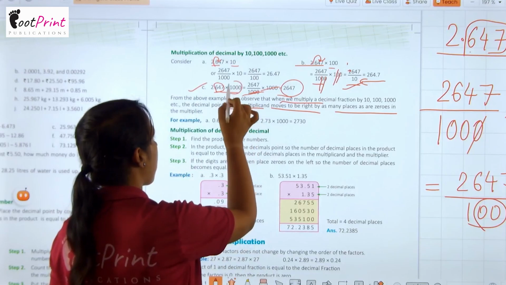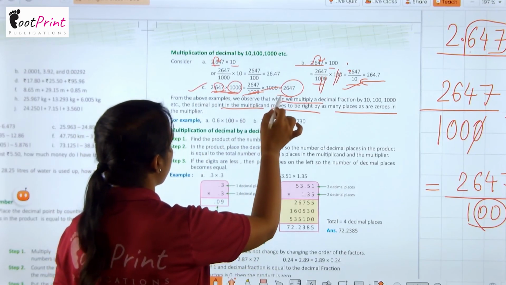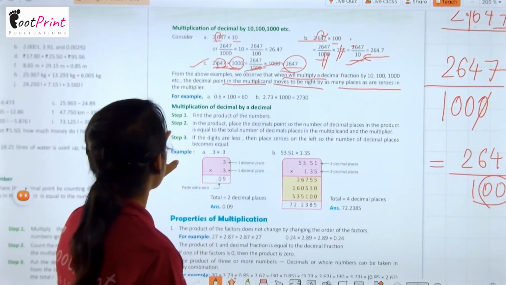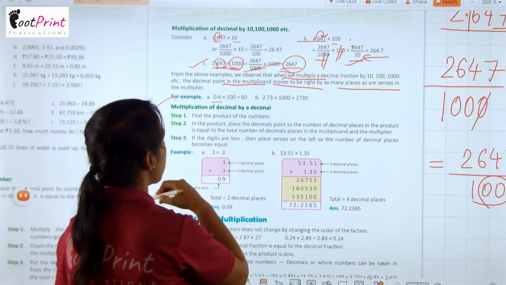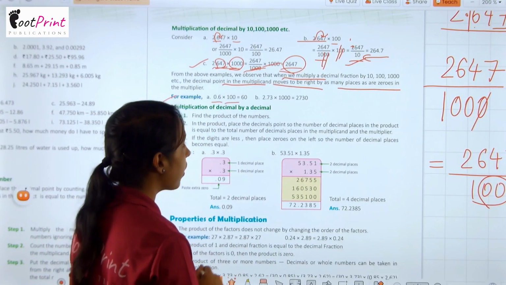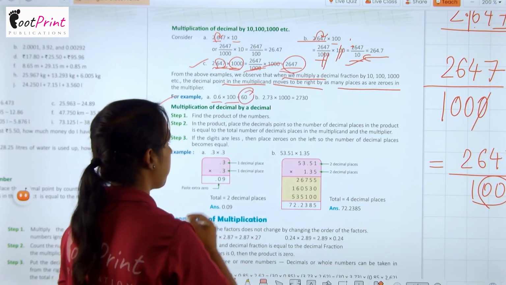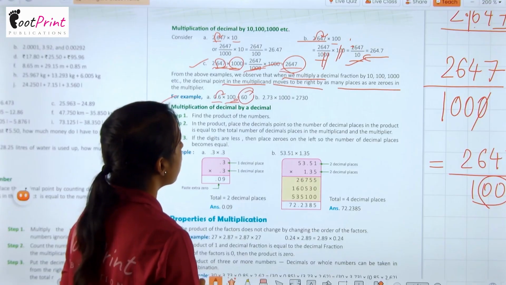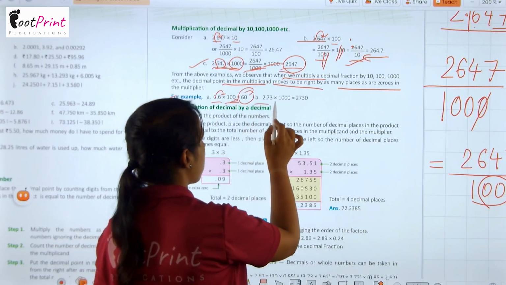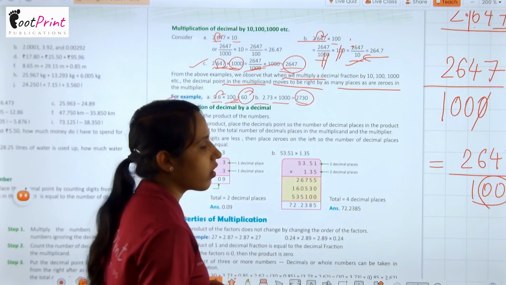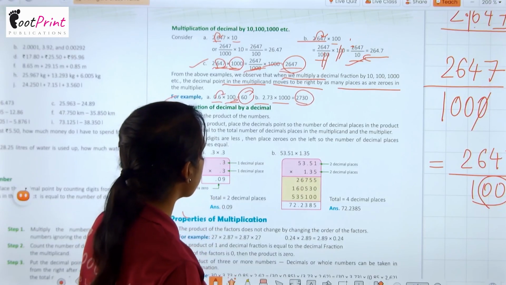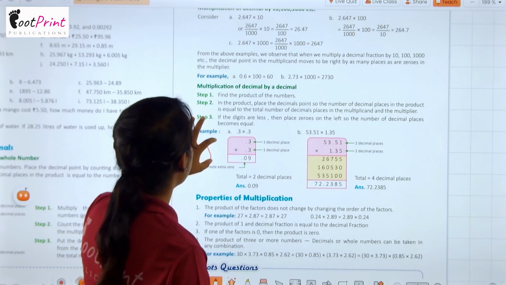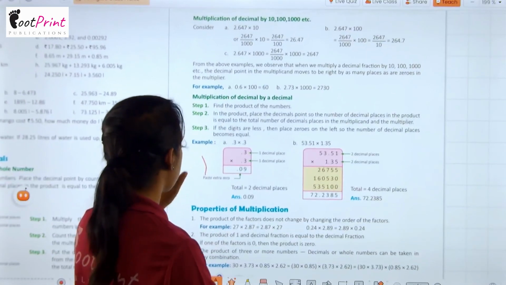Here we have 2 zeros, so हम 2 places पे मूव कर देंगे, that becomes 264.7. Here we have 1000, 3 places are there, so we write it 2647. For example, 0.6 multiplied by 100, so we get 60 because one place is moved here and 1 0 also here, so we get 60. Now this one also we get 2730.